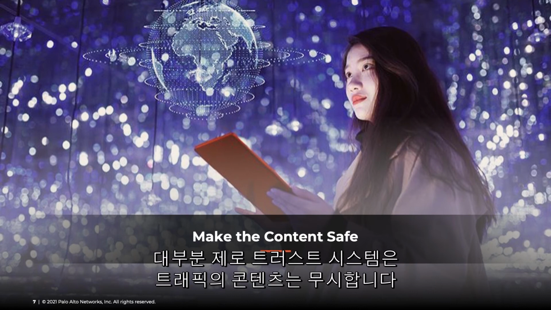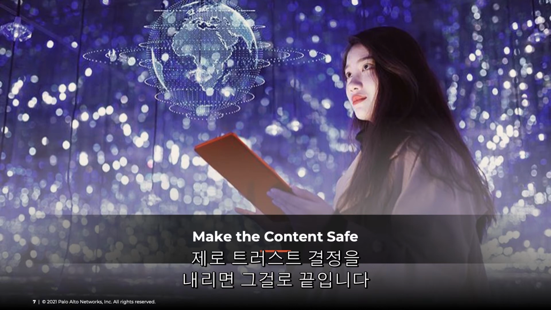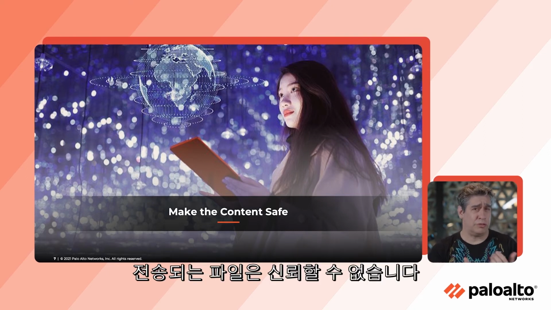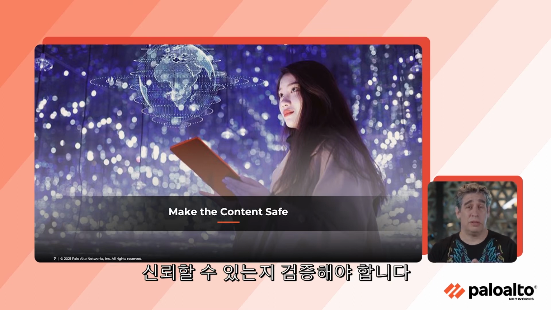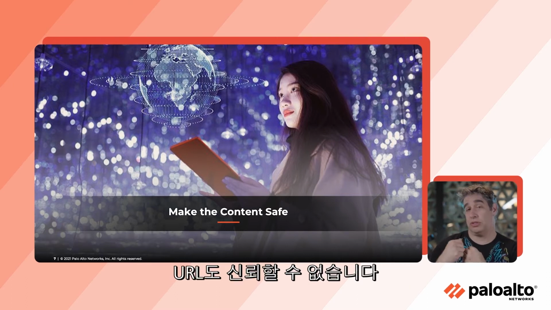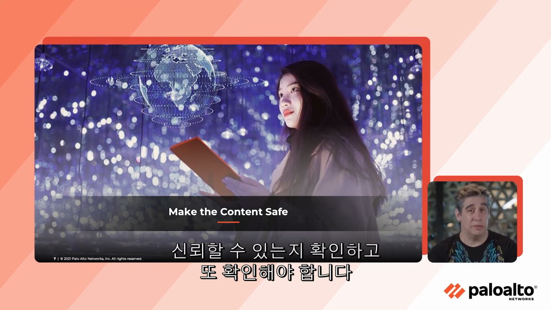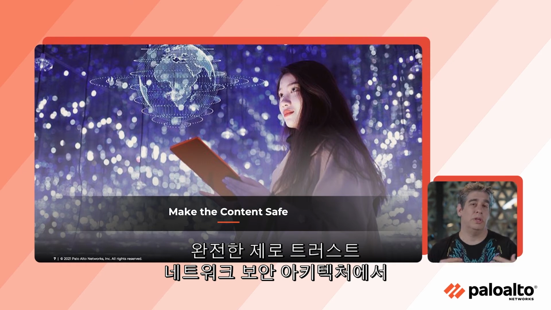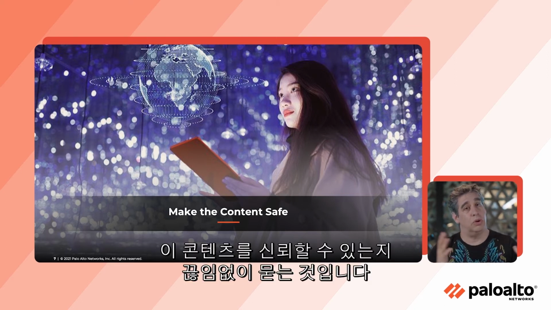I mentioned content. Many zero trust systems ignore the content of the traffic, meaning they make the zero trust decision at the beginning of the connection, user, device, application, and forget about it. Remember, a lot of cybersecurity has evolved also around trusting or not trusting content. We cannot trust files that are being transferred, that they're not going to exploit a vulnerability. We have to run them through different mechanisms for determining whether we can trust them or not. We cannot trust domain names. We cannot trust URLs. There are different things that throughout the entire life of the connection, we have to keep checking, keep deciding whether to trust them or not. So a big part of a complete zero trust network security architecture is to secure the content of the connection and to ask ourselves continuously, can we trust this content or can't we?